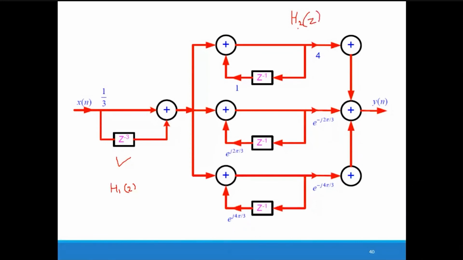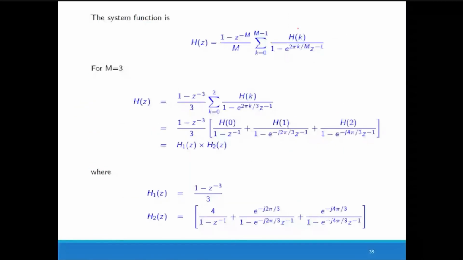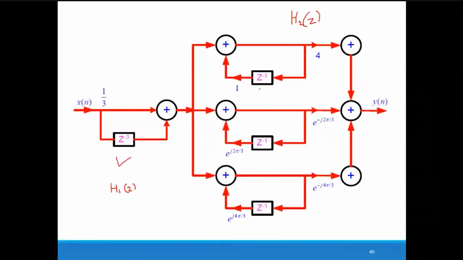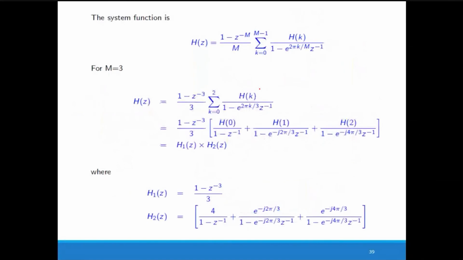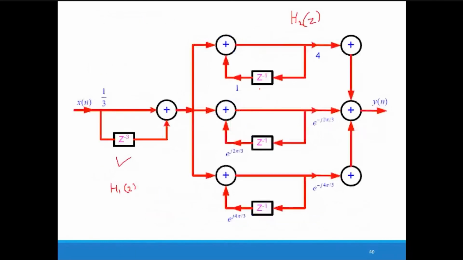So the first term is, as mentioned, 4 upon 1 minus z inverse. The second term is e raised to minus j 2 pi by 3 divided by 1 minus e raised to j 2 pi by 3 into z inverse, and for the second one, instead of 2 you have to take the 4. So this is the frequency sampling realization of the given equation. Okay, so with this we complete the frequency sampling realization structure for the FIR.